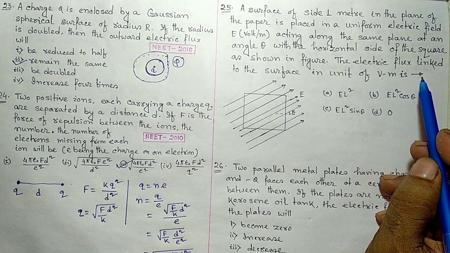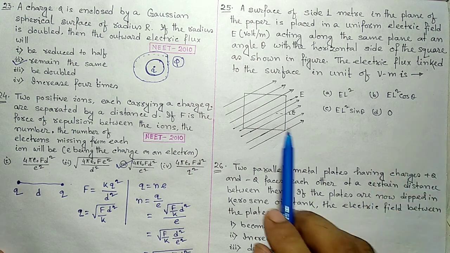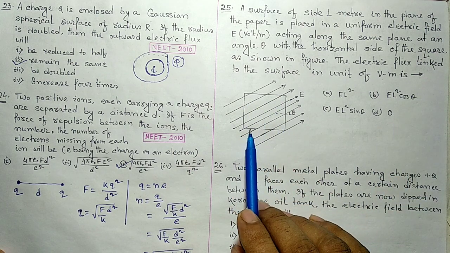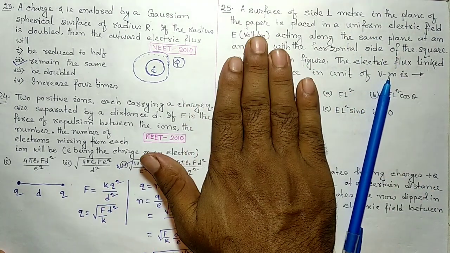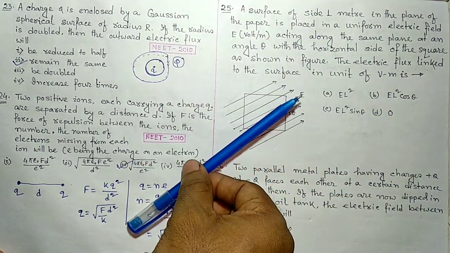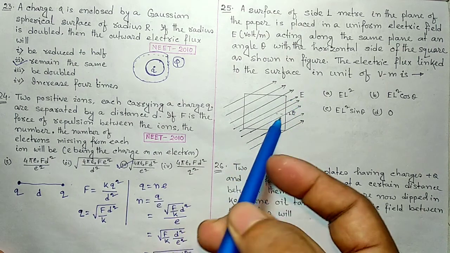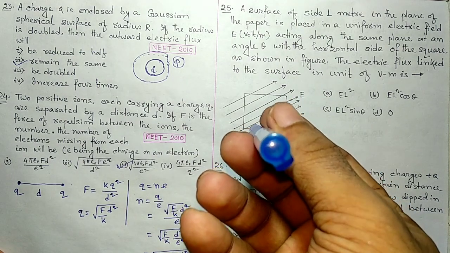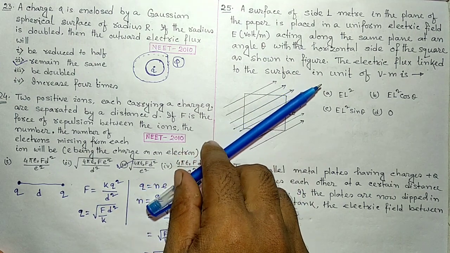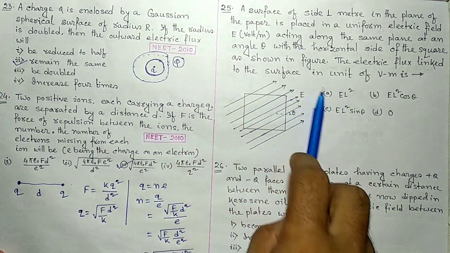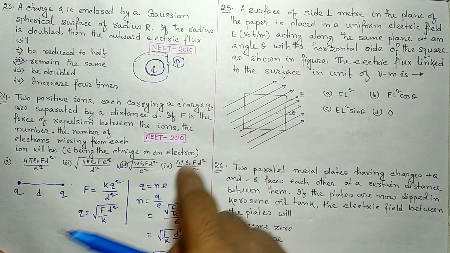Now dear student, this is a tricky question. So this is a square surface placed along the paper. Now this is the square side. Now the electric field is like that. So it is not perpendicular. It is horizontal and makes an angle theta. So no electric field line cuts the surface.